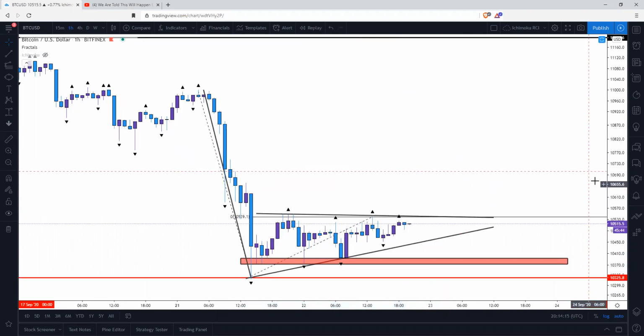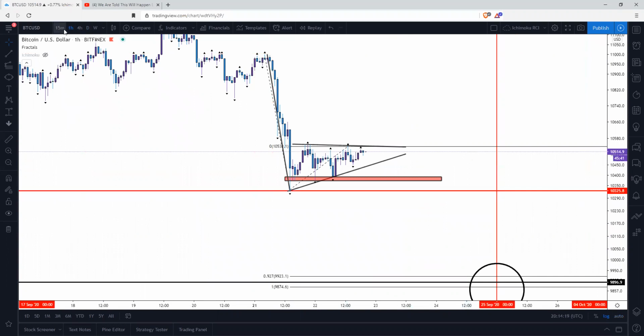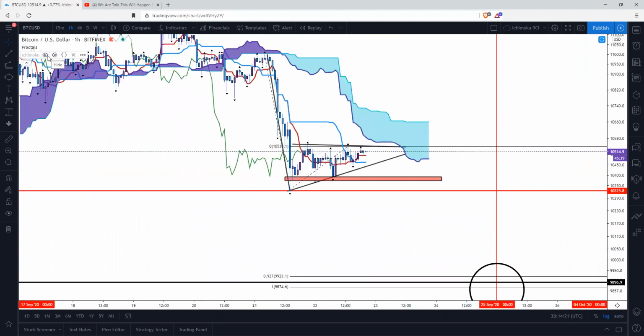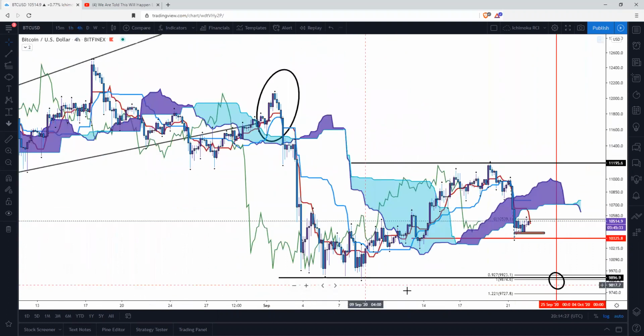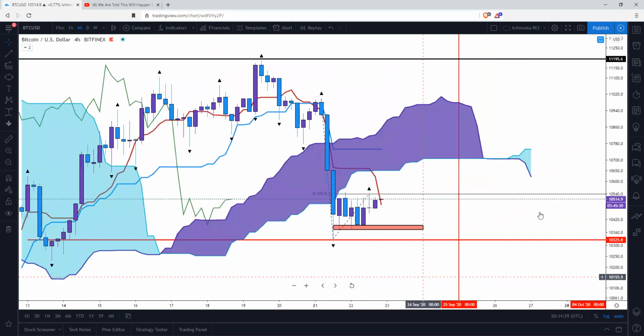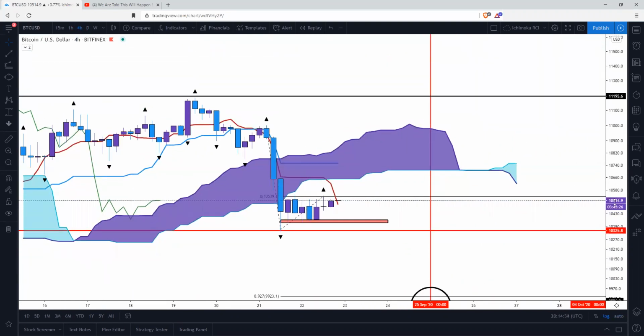Bitcoin's looking ready for its next move soon. So throwing on the cloud, let's go to the 4 hour. All right. So now we're using just regular Ichimoku observation. All right. So let me see.